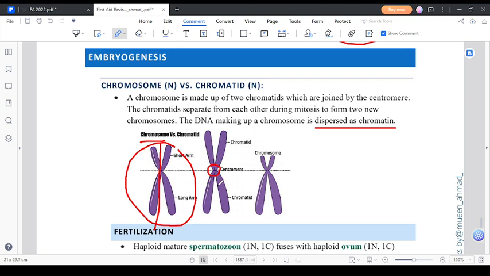So when they split at this particular point, two new chromosomes will be formed, right? Now there are some particular concepts about this which we will study later, when we do spermatogenesis and oogenesis, and I will explain them over there. But the DNA making up the chromosome is dispersed as chromatin. So when the cell is not dividing, within the nucleus we have very fine thread-like structures that are not arranged in the form of a chromosome, and that is called chromatin.